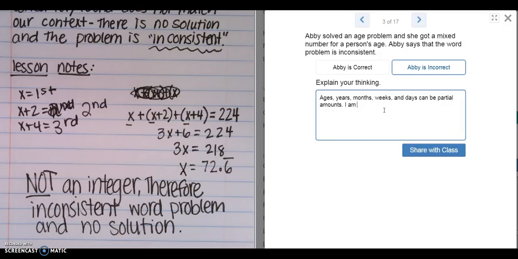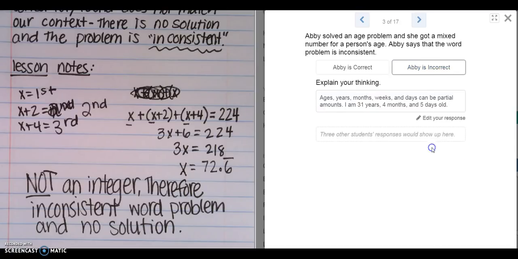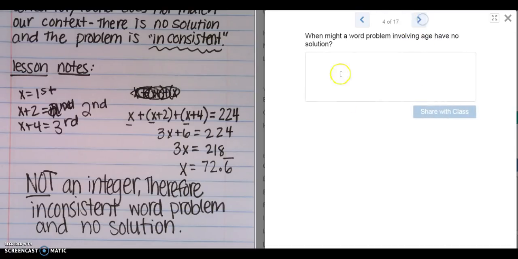I am 31 years, 4 months, and 5 days old. We could convert that into a mixed number. Let's share with the class and let's move on.